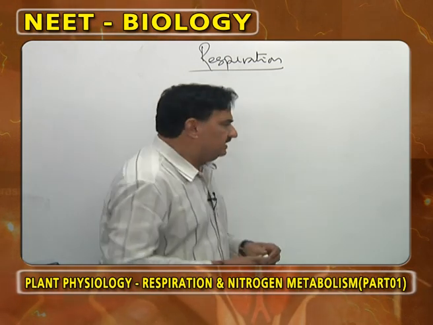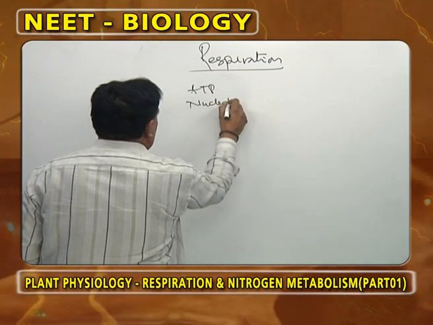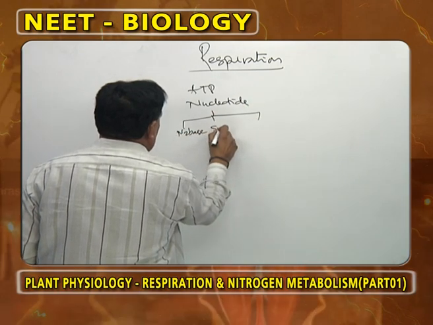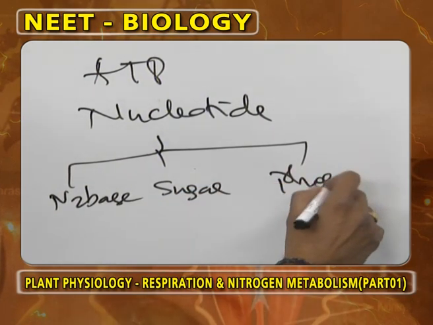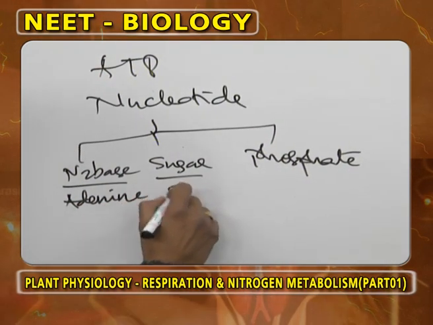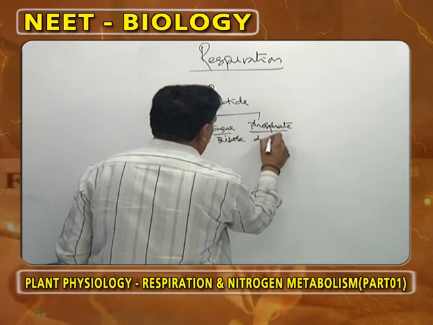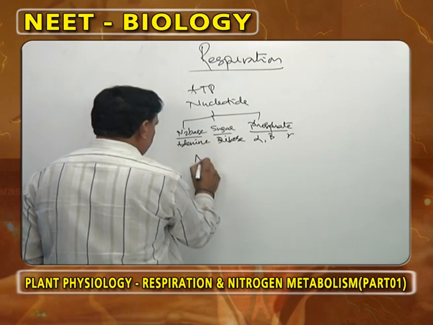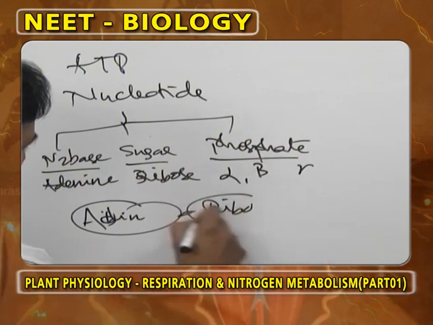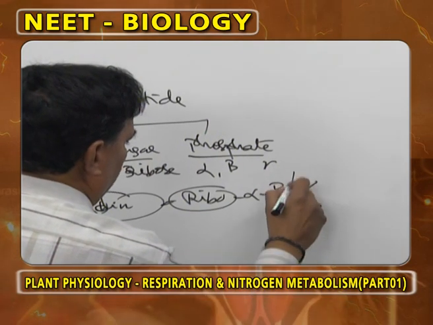ATP structure: ATP is almost a nucleotide. It shows three parts: nitrogen base, sugar, phosphate. The nitrogen base in ATP is adenine. Sugar is ribose sugar, so definitely it is RNA. Phosphates are alpha, beta, gamma. So when you write this: adenine, ribose, alpha, beta, gamma. In between beta and gamma, the bond is a very strong bond.